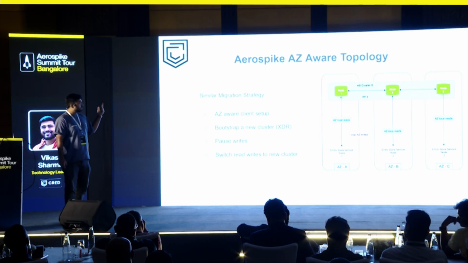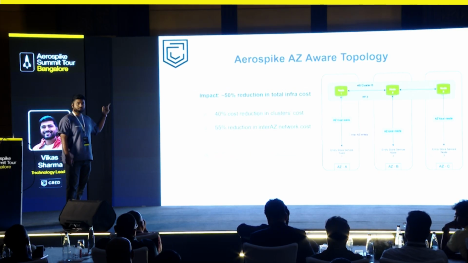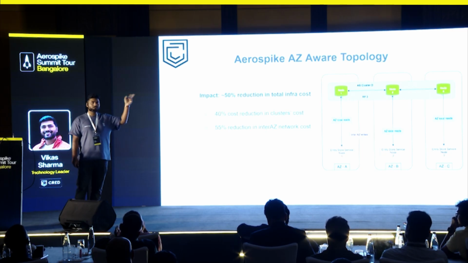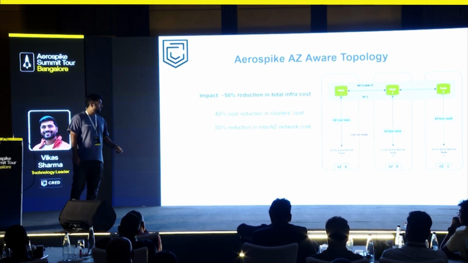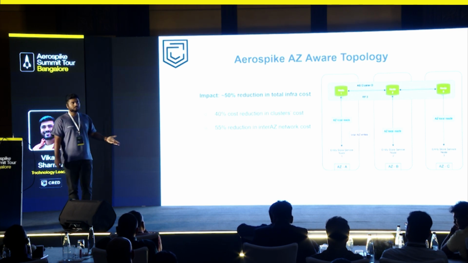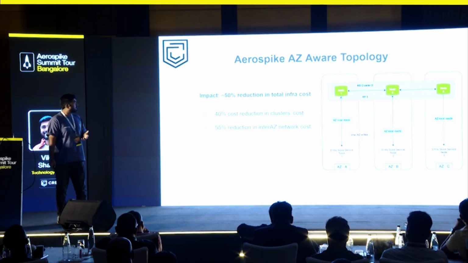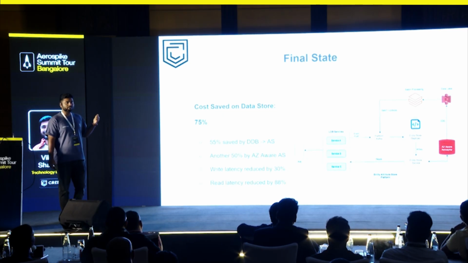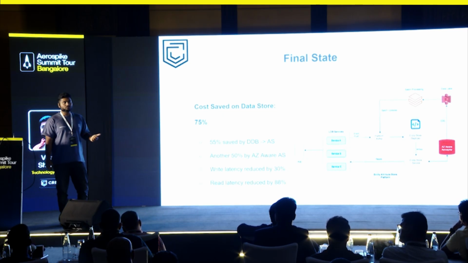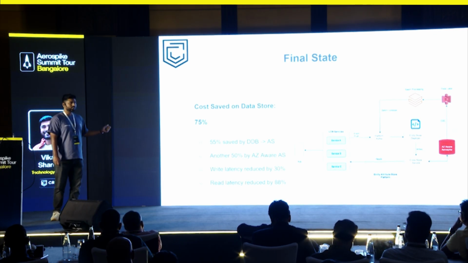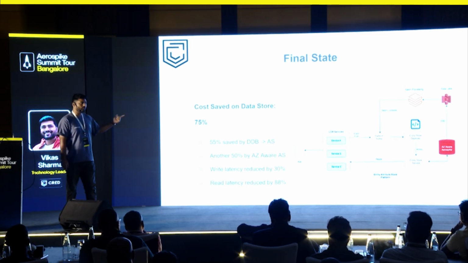What this gave us was another 50% reduction in the cost of running Aerospike on our platform. 40% of that cost came from the nodes themselves because we removed the other 2 shadow clusters in the other AZs, and the other 55% reduction came from the AZ network cost. So in total, 50% of the cost was saved on running this cluster. In totality of this exercise, the final cost saved was around 75%. So let's say I was paying $100 to run this platform on DDB. Now I'm paying $25. And this was done in 2 phases, and that's what we were able to leverage Aerospike for.